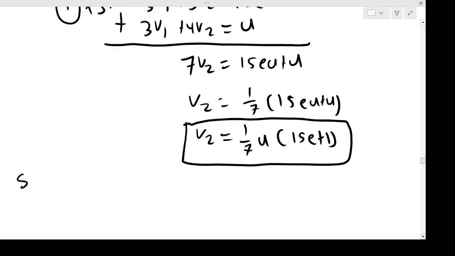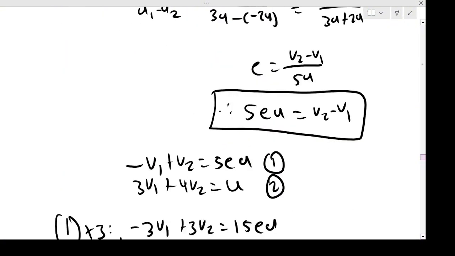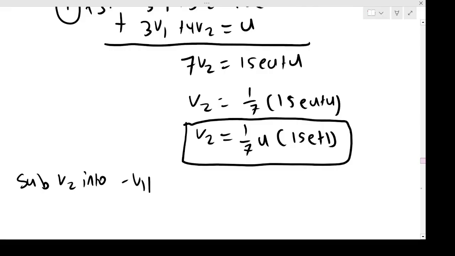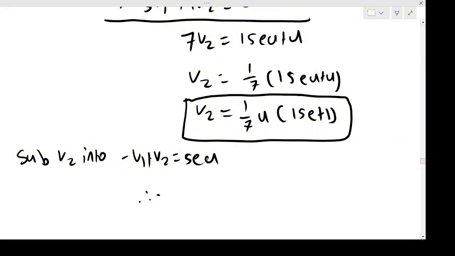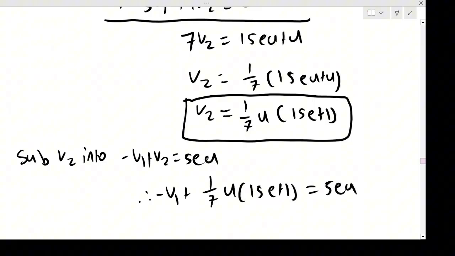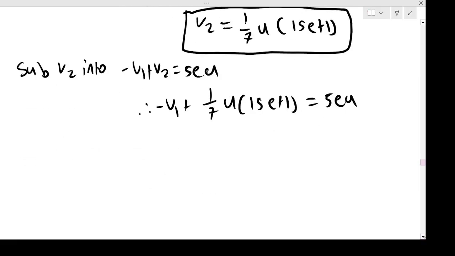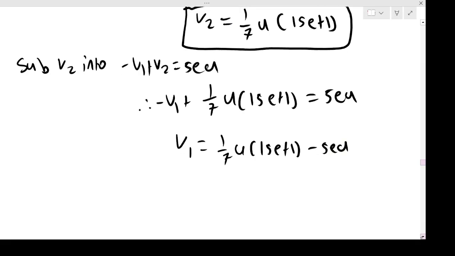Of course, I'm also going to want to find V1. So sub V2 back into one of the equations. Let's say I substitute it into the first one here. So minus V1 and V2 is 5EU. So therefore, we have minus V1 and V2, which is now a seventh U of 15E plus 1, to be 5EU. Then hopefully you can see that V1 is going to be a seventh U of 15E plus 1 take away 5EU when I rearrange.